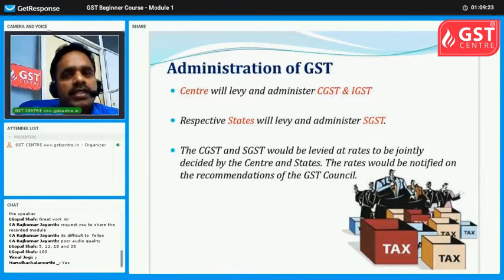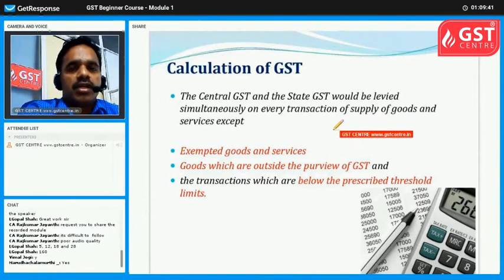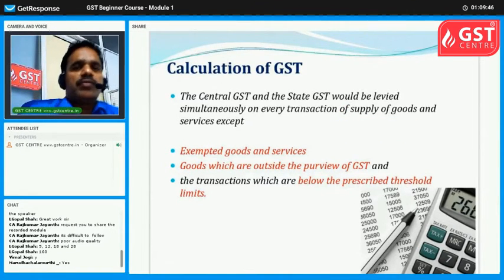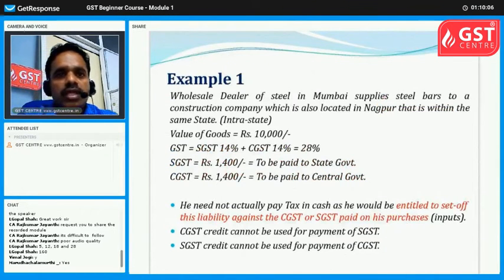Some points are yet to be cleared. There are hot debates going on in the GST council, so more clarity will come on the administration of the GST system. Then calculation of GST: how we have to calculate GST on goods and services. All supply of goods and services will be charged to GST, except exempted goods and services, goods outside the purview of GST, and transactions below the prescribed threshold limits. Except for these three points, all other goods and services will be charged to GST.